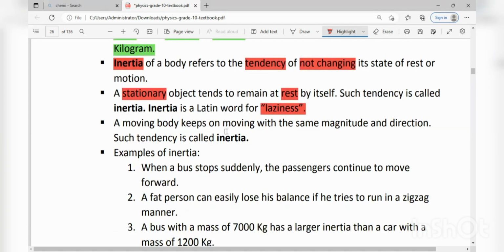A moving body keeps on moving with the same magnitude and with the same direction. Such tendency is called inertia. When you see a body that is moving, even as it is moving, it's moving with the same magnitude and with the same direction.